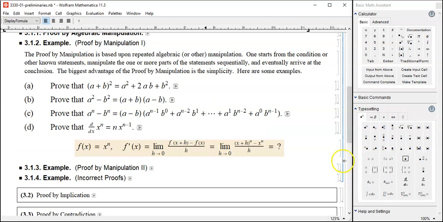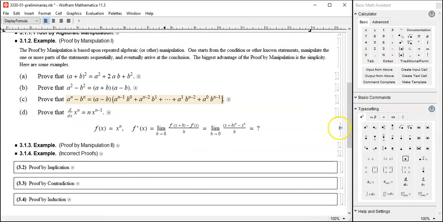Let me expand the font a little bit. We have nth power minus nth power, and we have done this one. So you can use that. In the end, what do you get? Well, I'll stop here. I want you to work out this problem. By the way, this does not have anything to do directly with linear algebra, but it does help you polishing your proof by manipulation.